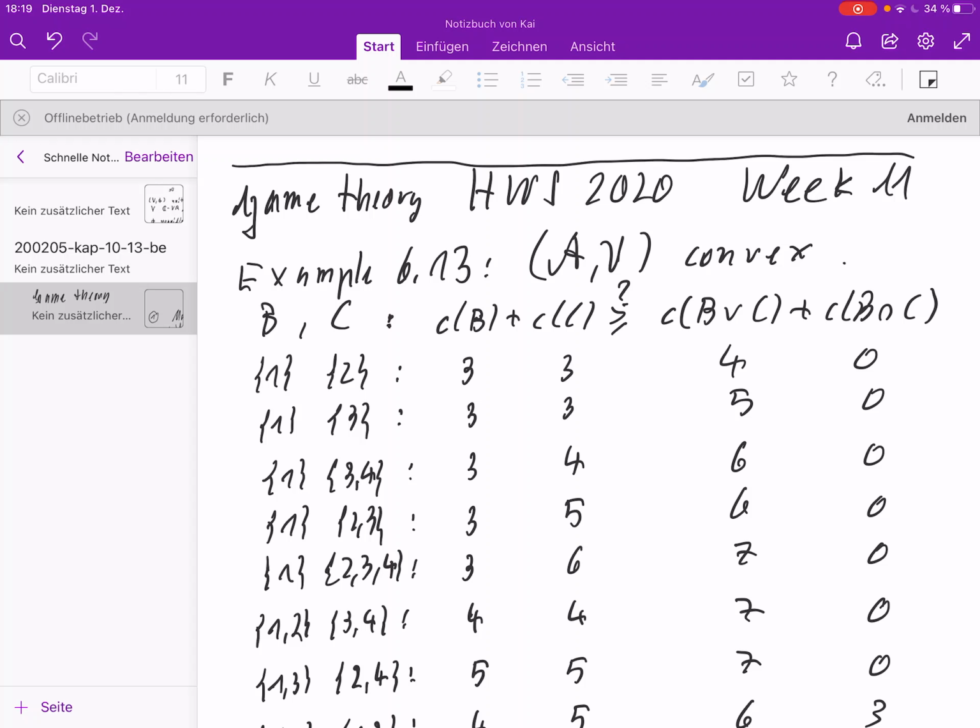The case 1, 3 and 4. 3 plus 4 is bigger than 6 plus 0. The case 1, 2 and 3. 3 plus 5 is bigger than 6 plus 0. The case 1, 2, 3, 4. 3 plus 6 is bigger than 7 plus 0. The case 1, 2, 3, 4. 4 plus 4 is bigger than 7 plus 0, and so on.